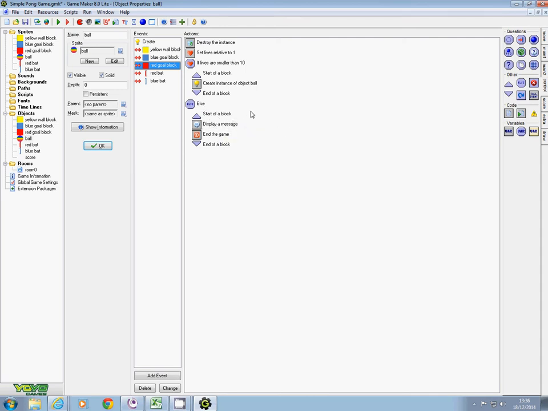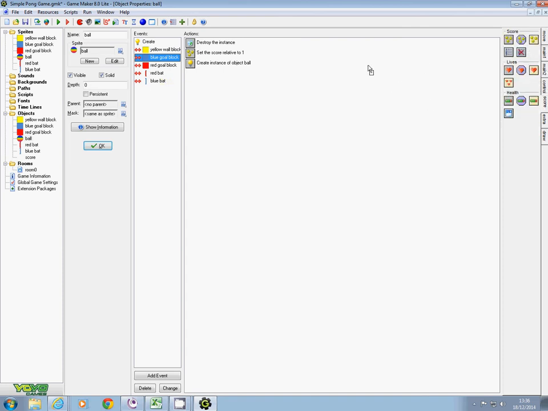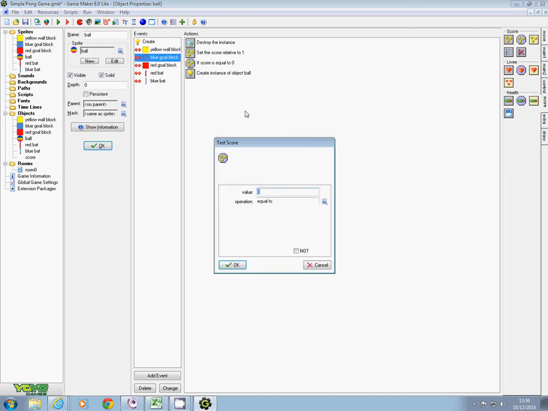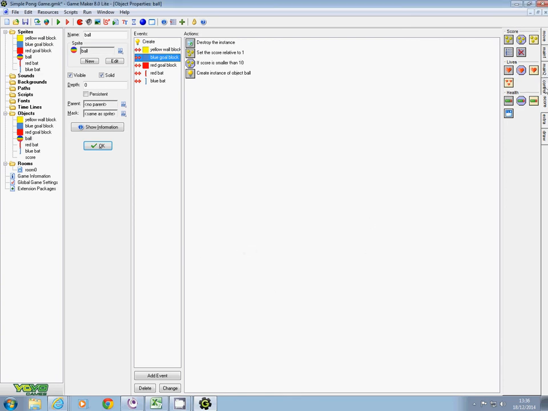Now obviously I want to do exactly the same as that on the blue goal, except of course what I want to do here is make sure that instead of lives are smaller than 10, it is, is the score smaller than 10? So if the score is smaller than 10, if the answer to that question is yes, put the ball back into the game.